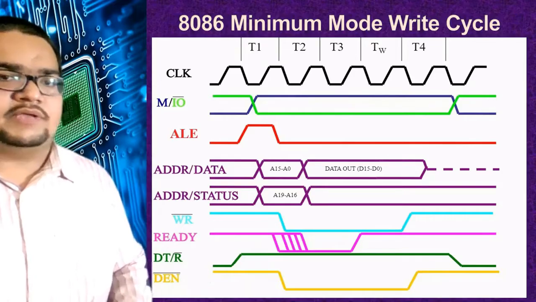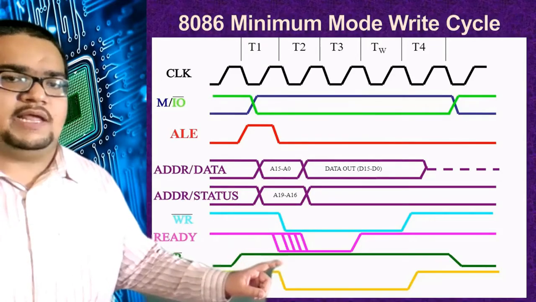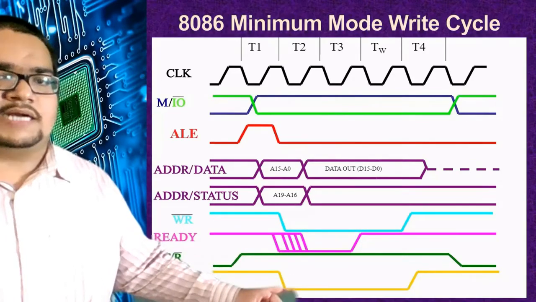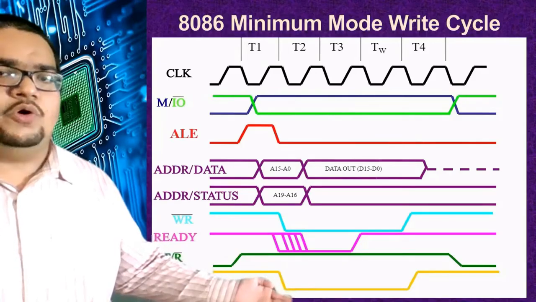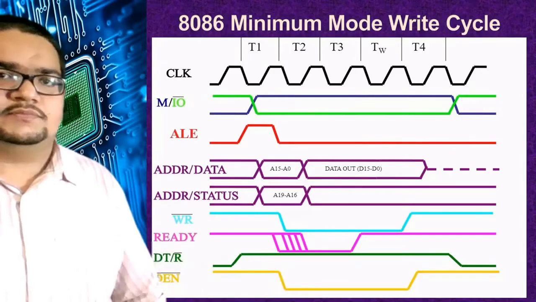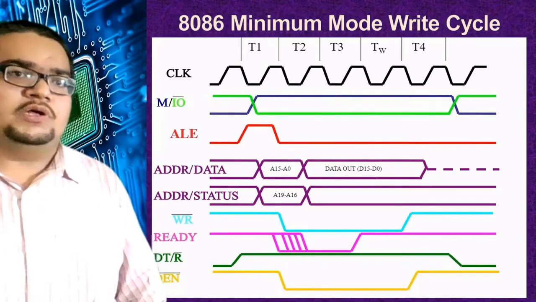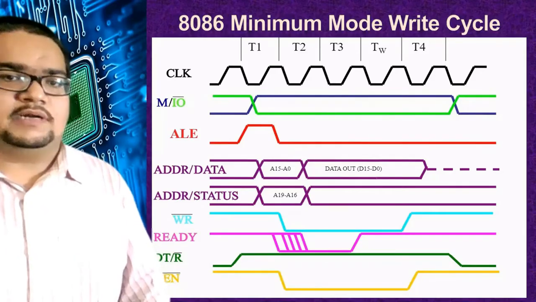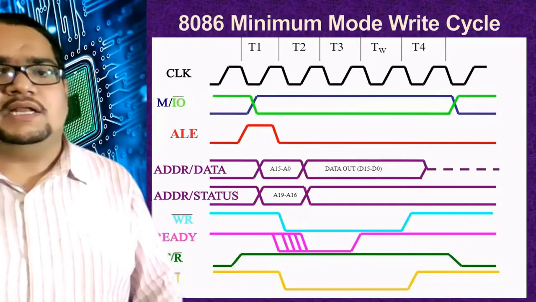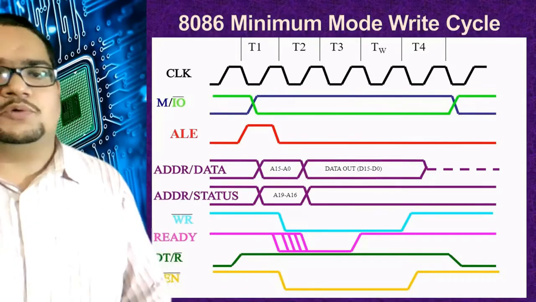And data enable, you can see here, because the data has to be enabled in the buffers. Again, this is active here. As this one is low, it is active. Okay. That is the 8086 minimum mode write cycle. The read cycle we have seen earlier in the class, and the write cycle we have seen today.